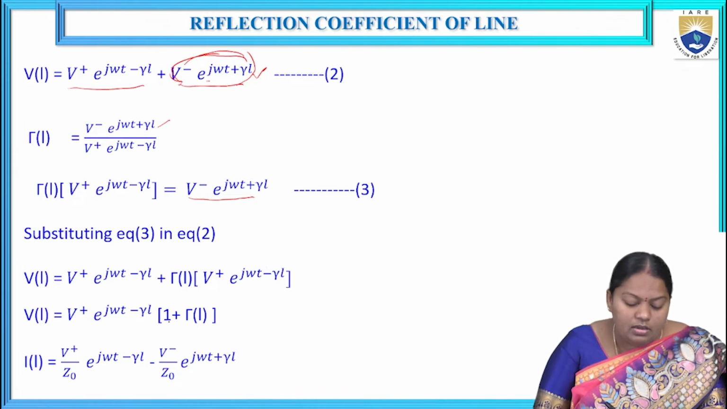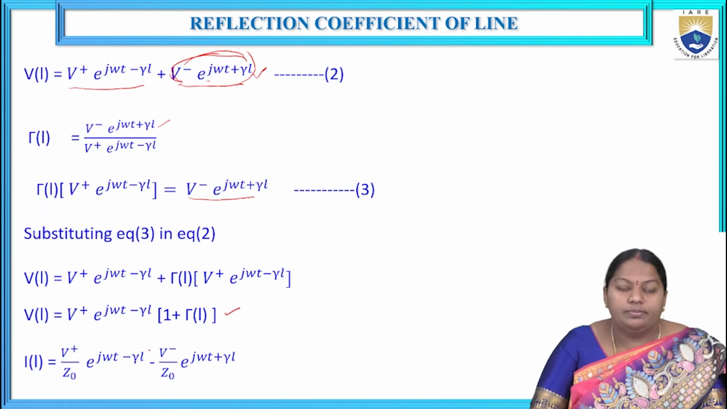Okay. Then if you take V plus and e power j omega t minus gamma L as common between these two terms, then the rest of the terms are written as V of L equal to V plus e power j omega t minus gamma L into 1 plus gamma L, which is left out. Okay. Then V of L is equal to this; this is the way we can write.